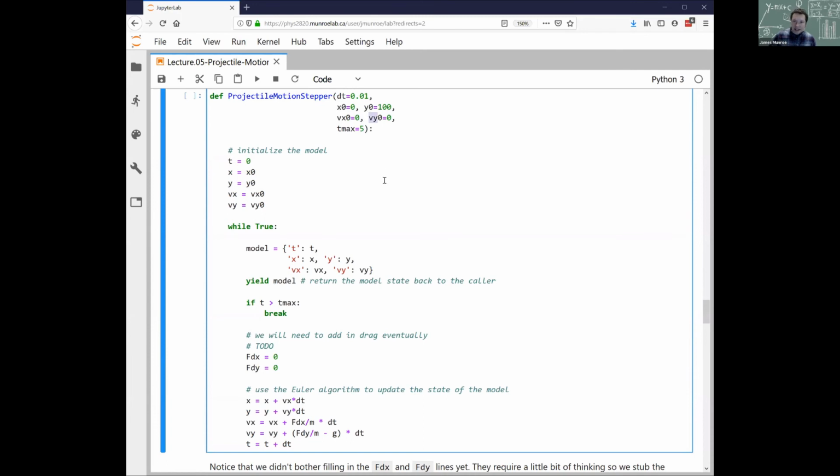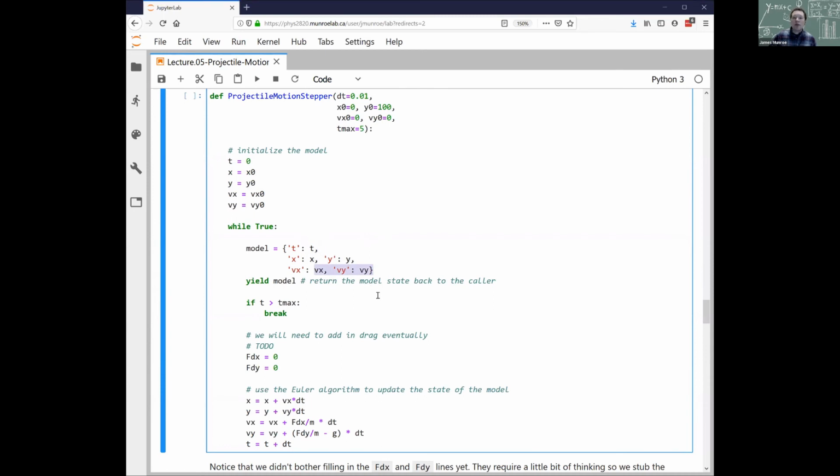Every time I take a step through this model, I want to see back all of the information, all of the state about the model. So I'm going to return not just t, but x and y, and Vx and Vy. I'm just adding things all the way through.